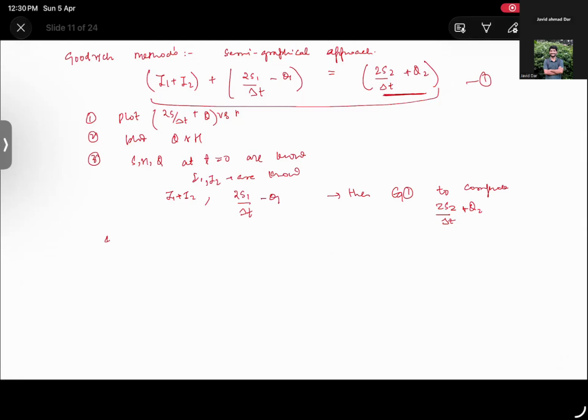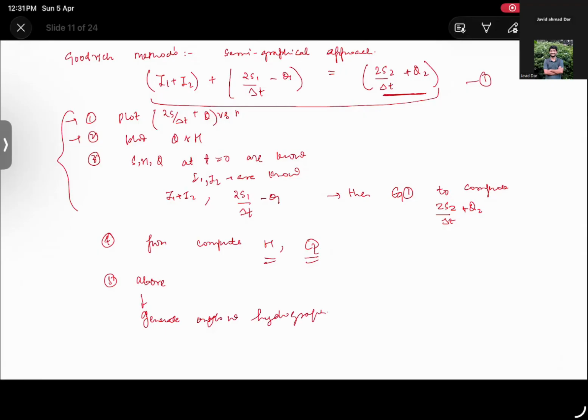And then next, from the plot that you plotted here, you can compute H, and from H you can compute Q. And then, repeating the steps that we did above, you can generate the outflow hydrograph. So this is very similar to the first method, very much similar to the method that we have already done.